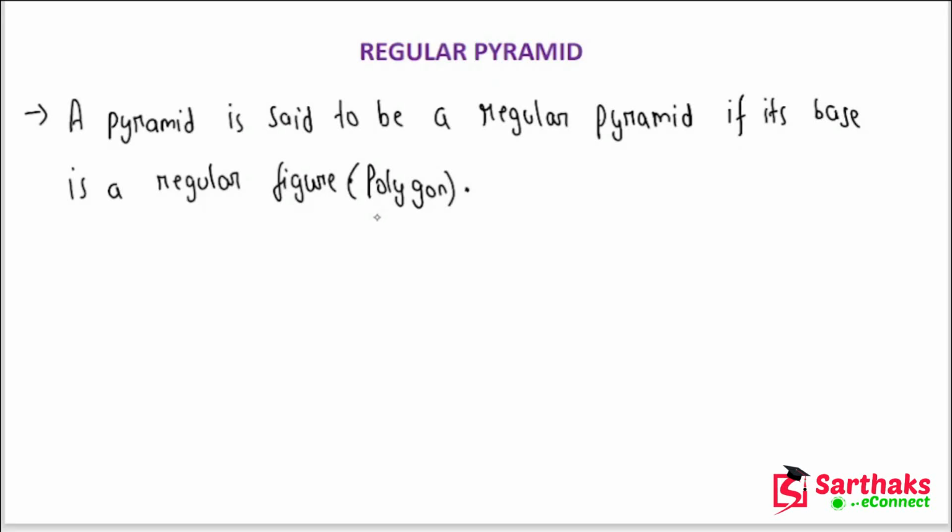Okay, now obviously this regular pyramid has nothing to do with the lateral sides. The lateral sides will still be triangles, but the only thing is that the base is regular. If we talk about the lateral sides, they do have one particular thing, that all the lateral faces are congruent triangles. We are not saying that they are regular or not, but they are congruent.